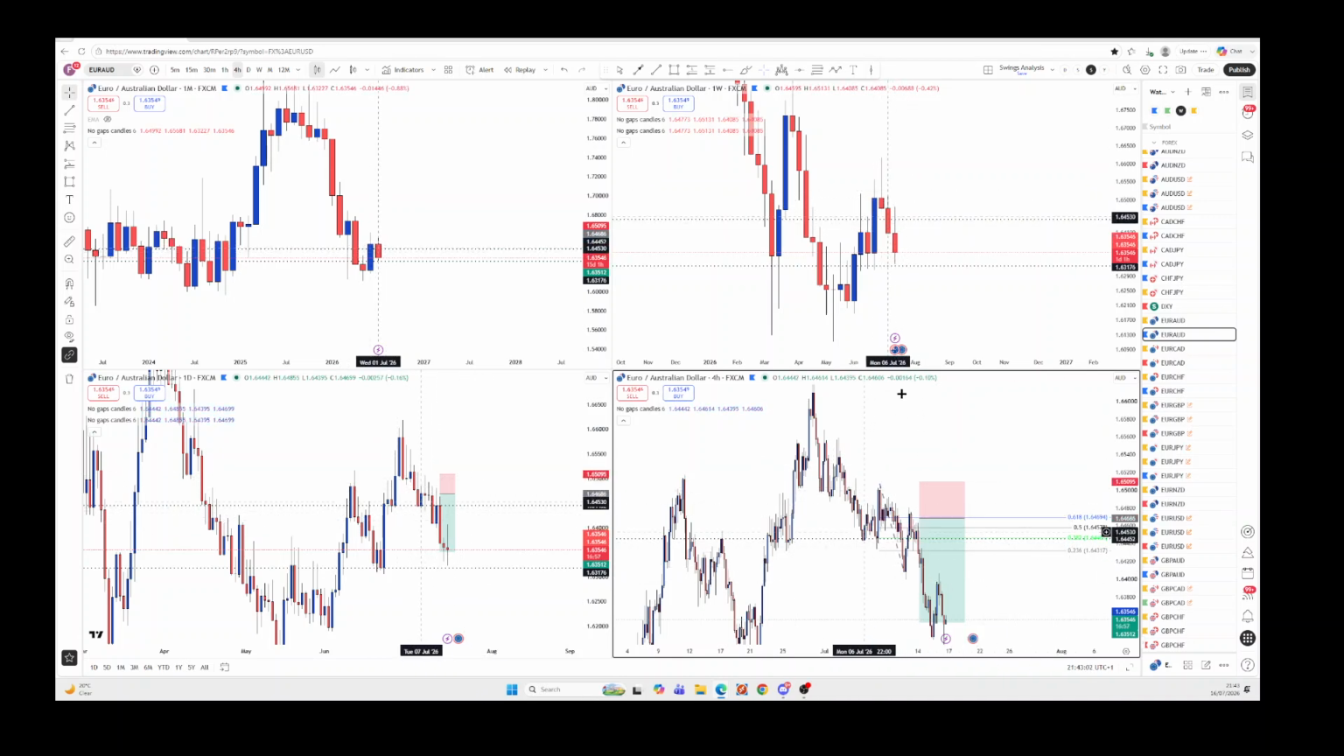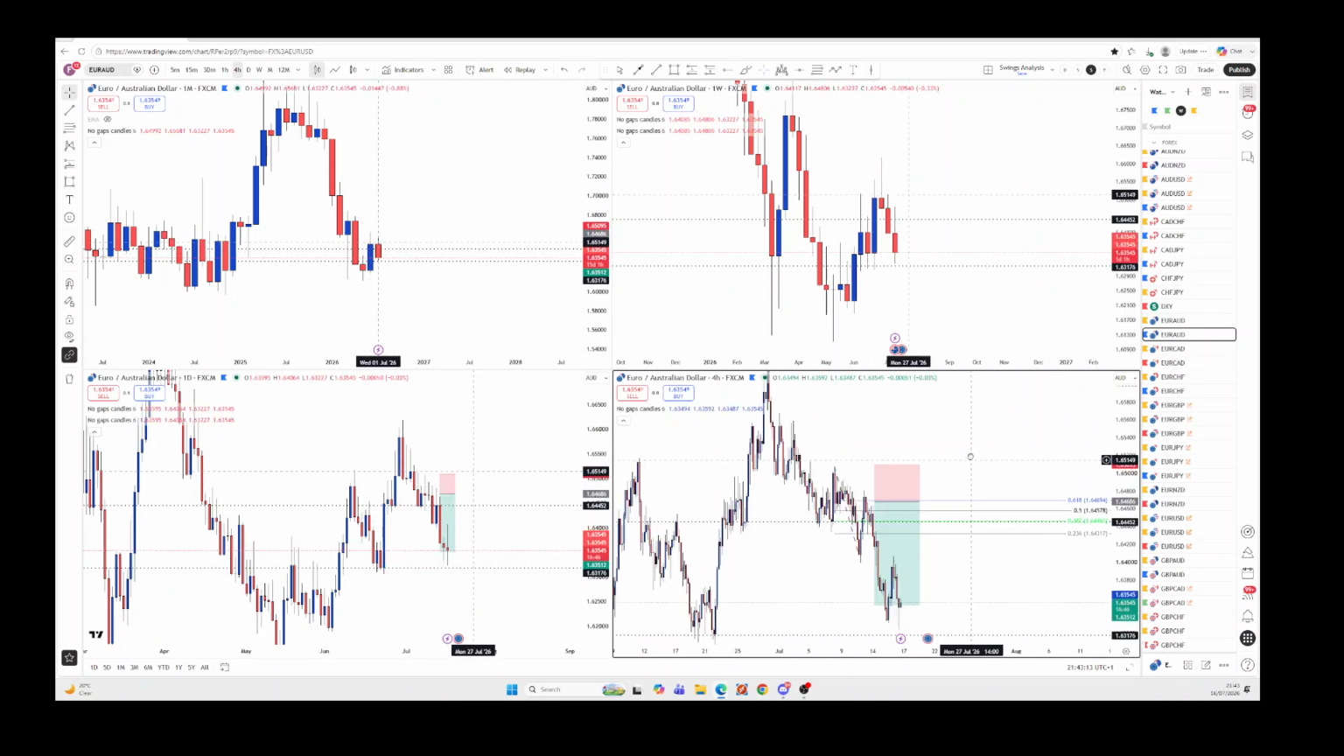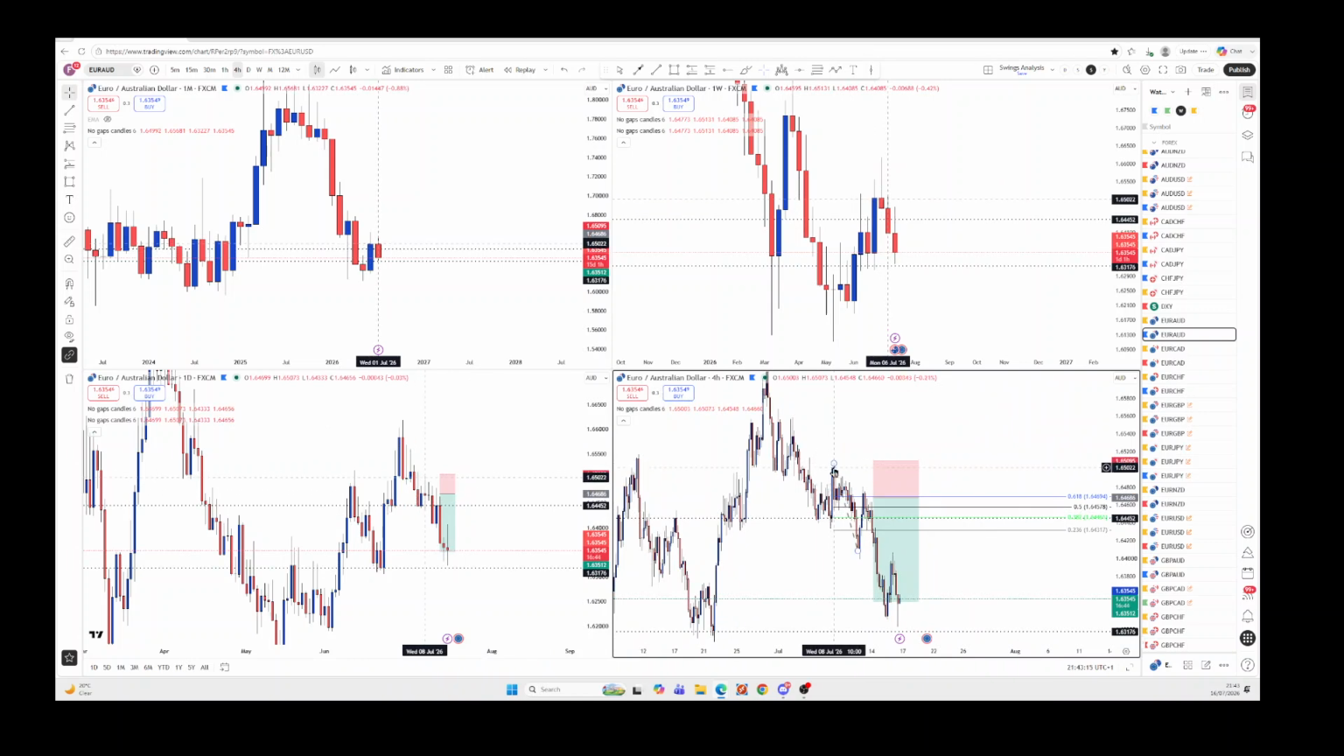Okay, I've got the confirmation of the weekly candle, and within that weekly candle we've got this structural damage. We've got some daily structural damage to the downside, so everything's basically looking pretty good. So I draw the fib from here to here, and I was looking to take the 618 entry.